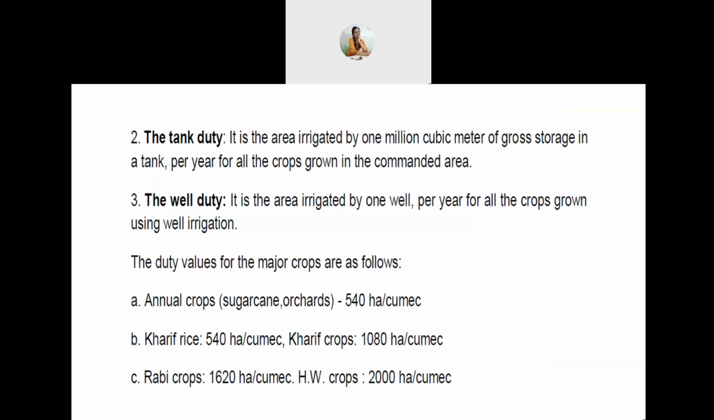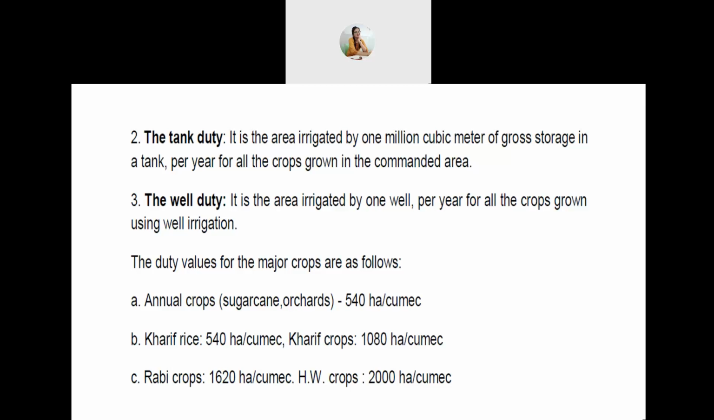The second type of duty is the tank duty. It is the area irrigated by 1 million cubic meter of gross storage in a tank per year for all the crops grown in the commanded area. Third is the well duty. It is the area irrigated by 1 well per year for all the crops grown using well irrigation. Well irrigation we'll study in the upcoming units.